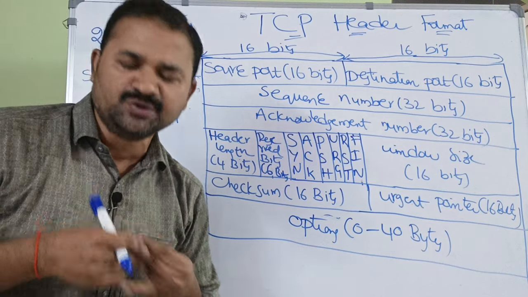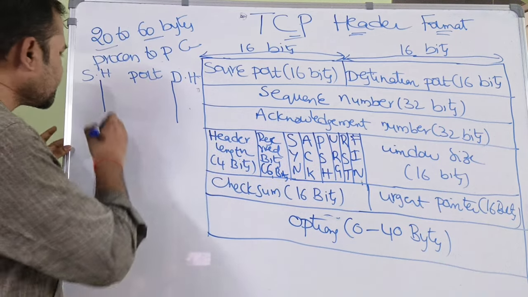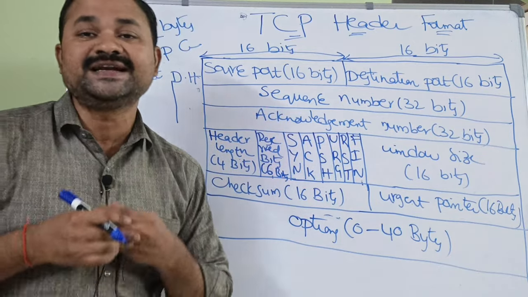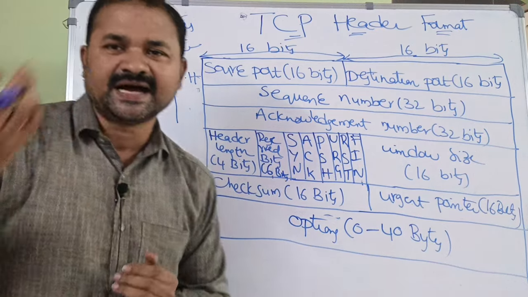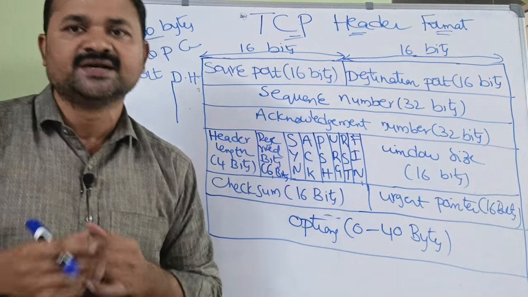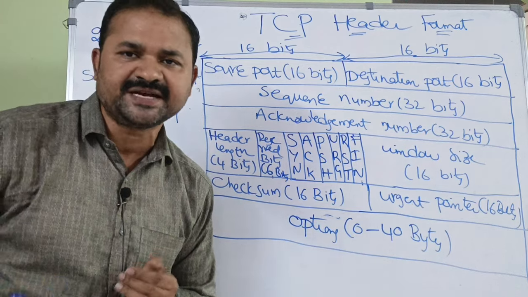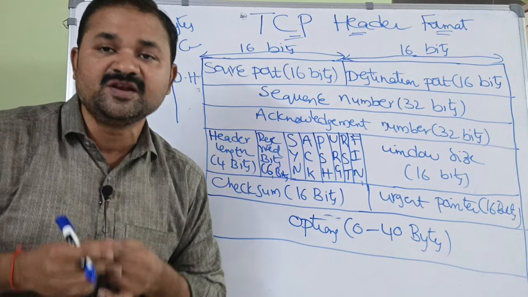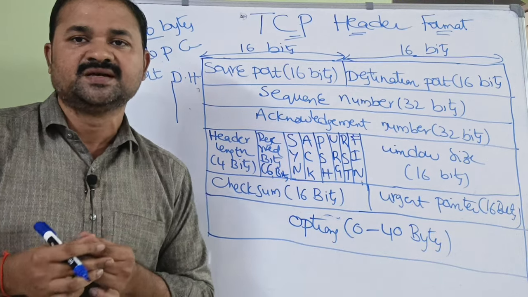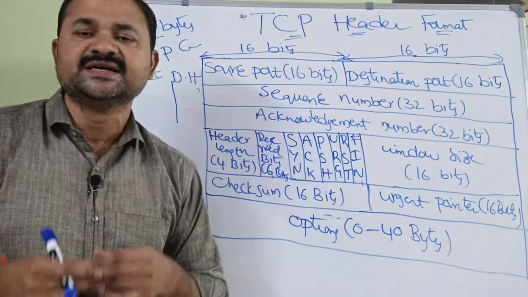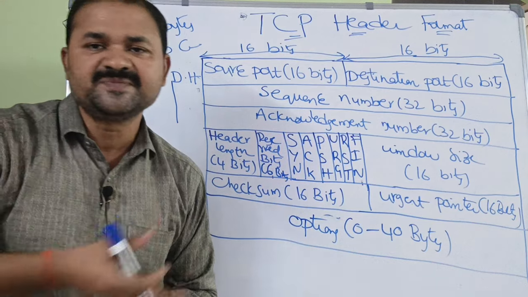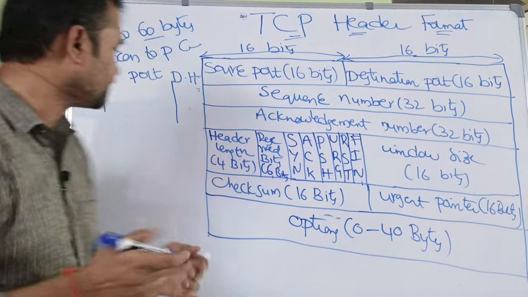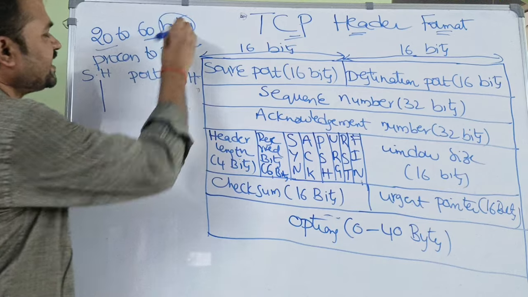Let's see what is the use of the sequence number. Here we know that TCP uses segments for the data transmission. In network layer, the data will be transmitted in the form of packets, whereas in data link layer, the data will be transmitted in the form of frames. So likewise, TCP uses segments for transmitting the data. Segment means a collection of bytes.